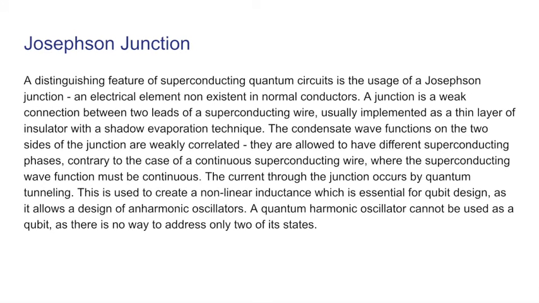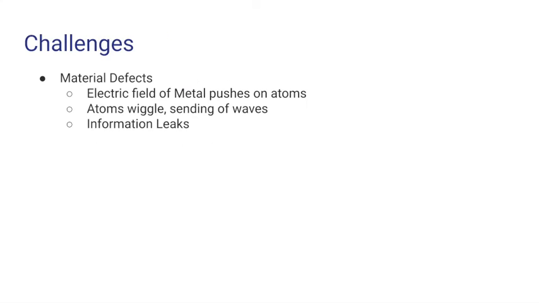Now we come to the Josephson junction. A distinct feature of the superconducting qubit is a Josephson junction. It is an electrical element that has a weak connection between two leads of a superconducting wire. The current flow through the junction occurs by a mechanism of quantum tunneling. More details about the Josephson junction are present in the slide, which can be read out.